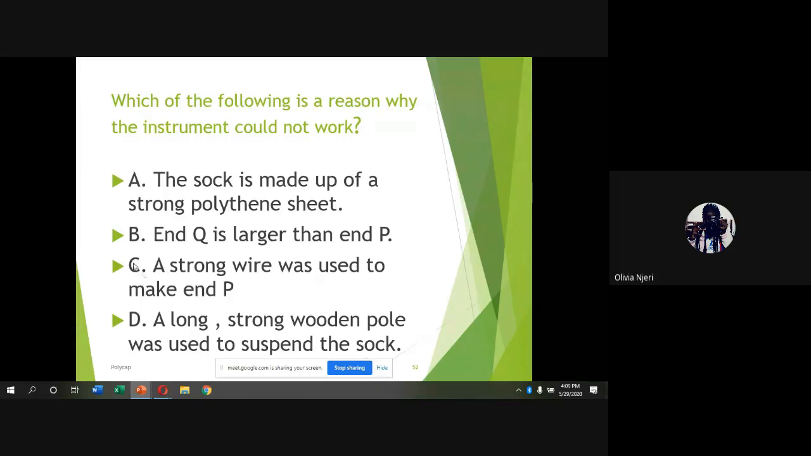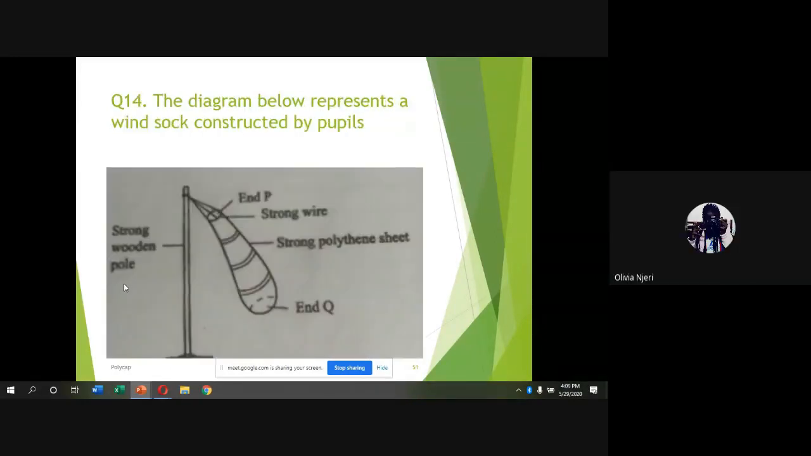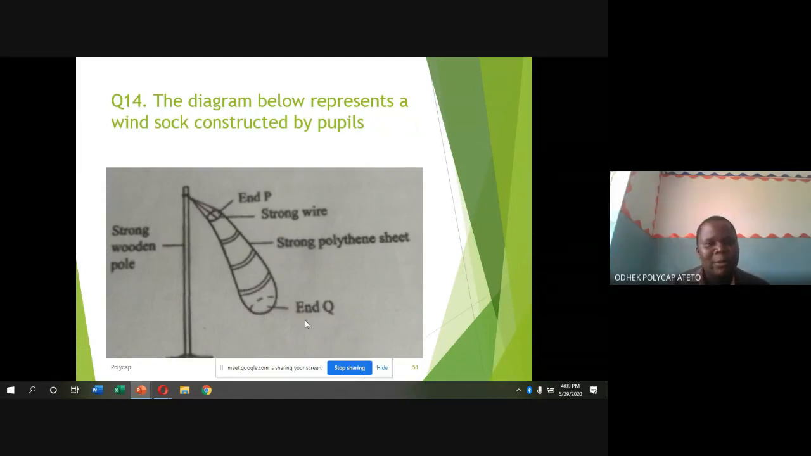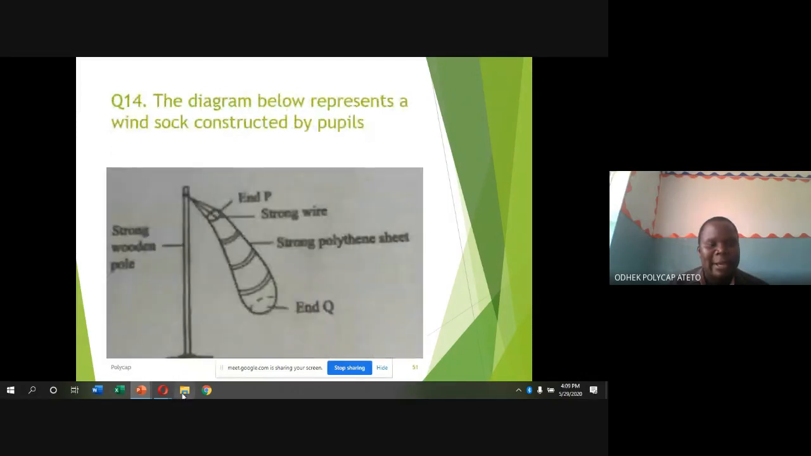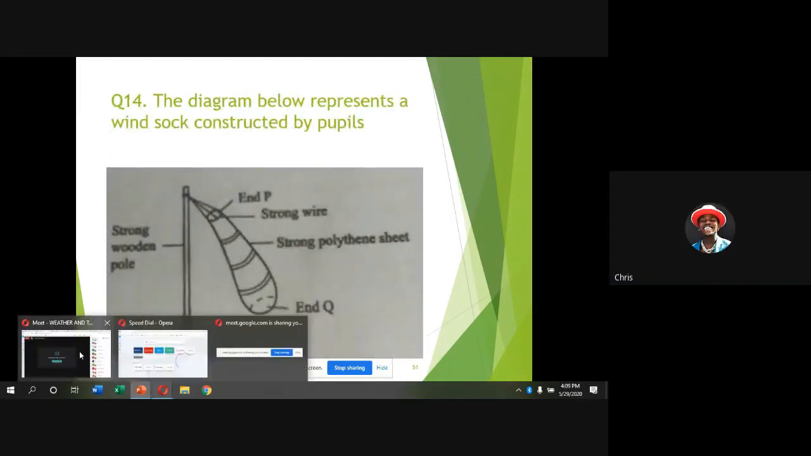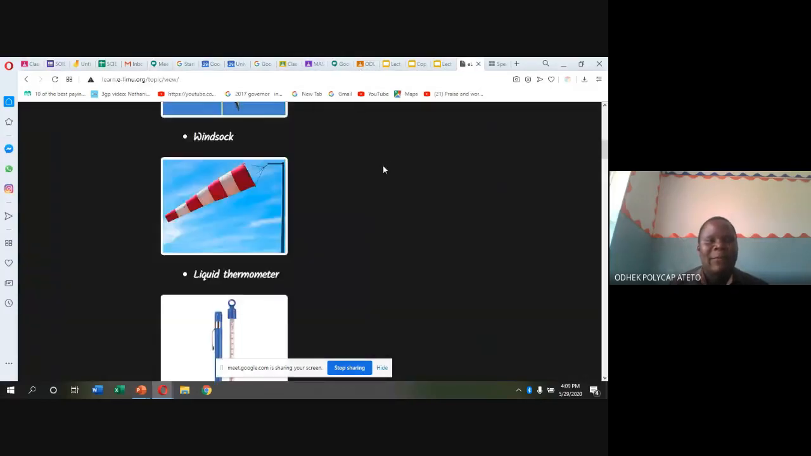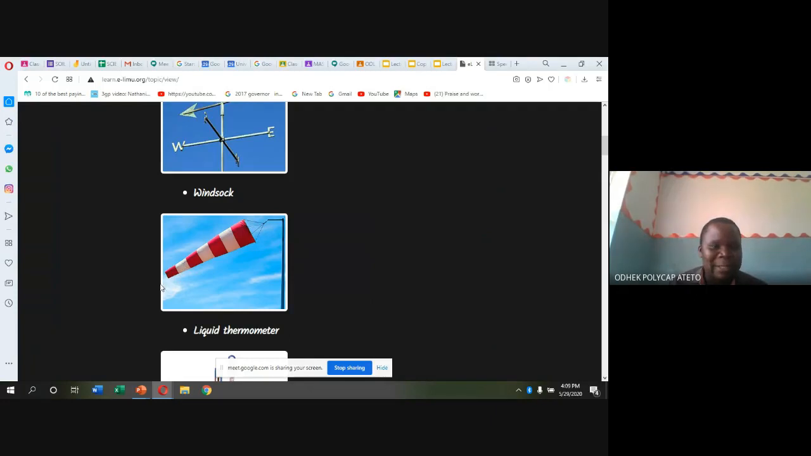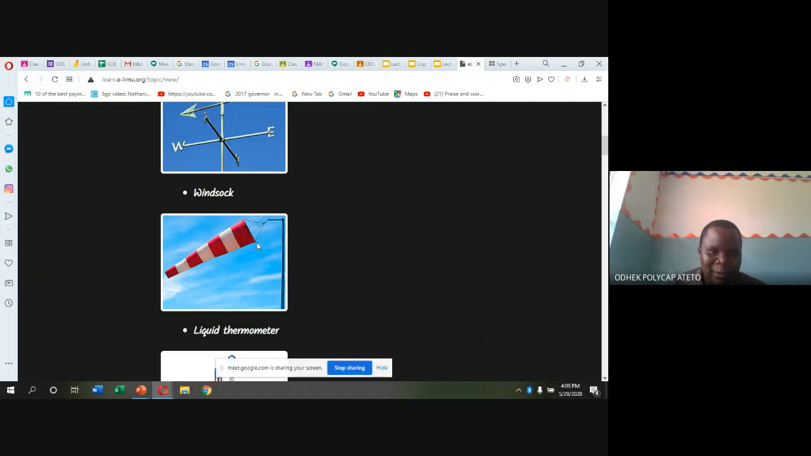For me, my answer is B. Why is it B? End Q is larger than end P. This is wrong. It should be end P is larger than end Q, according to the normal diagram of a windsock. If I look at a windsock here, this one is end P, and this is end Q. Is that correct? Yes. So this one is supposed to be bigger than this. This one cannot be bigger than this one.